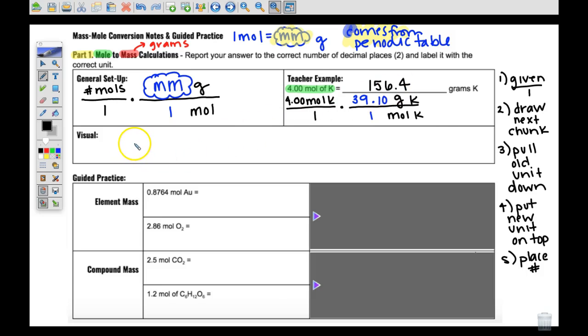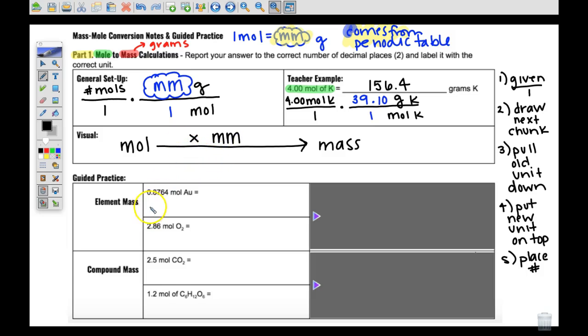A visual that we're going to be putting together along with the mole to particle conversions in our next target. So if we're going from moles to mass, we are going to multiply by the molar mass of the substance in question.